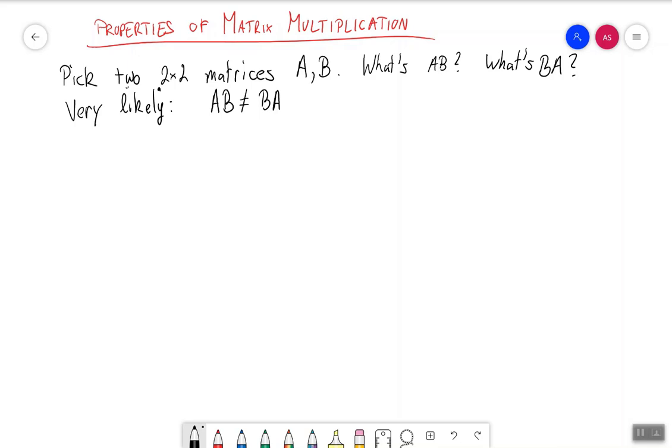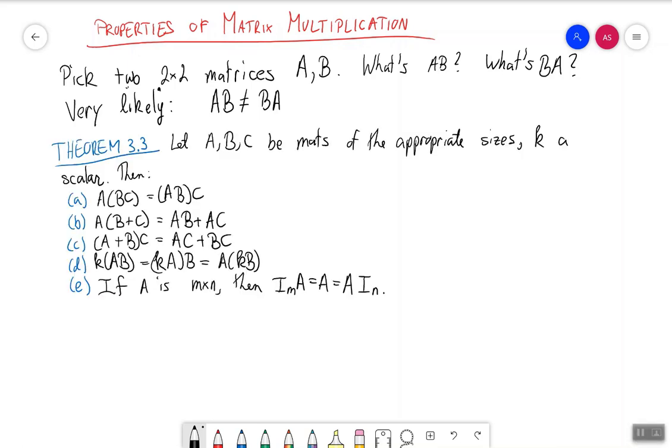Luckily though, most of the expected properties do hold. In fact, we have a theorem! Alright, so here's this theorem. So here I have three matrices A, B, and C, and I have a scalar k. This first guy here tells us that matrix multiplication is associative. And here, distributivity works just as we'd expect. And it doesn't matter in which order we do the scalar multiplication or the matrix multiplication.